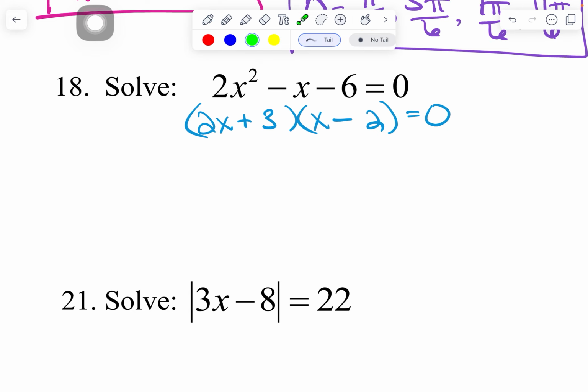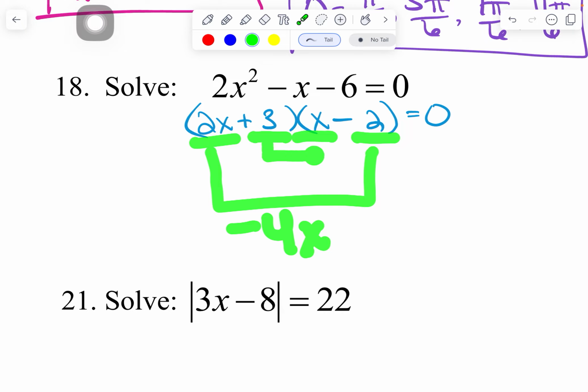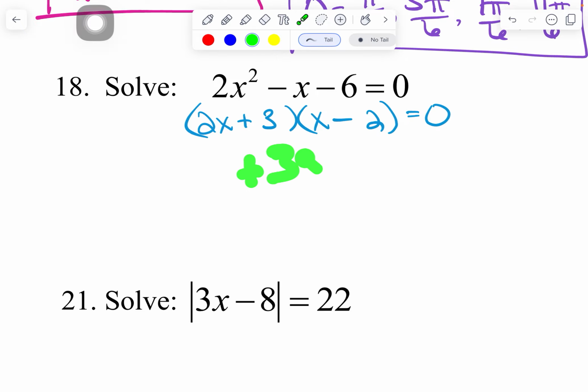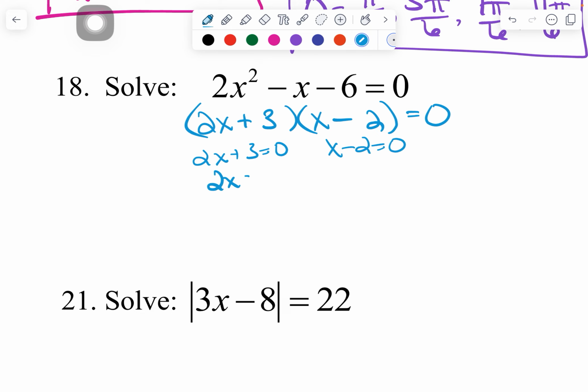A quick check on this: 2x times x is 2x squared. 2x times negative 2, these outside pieces, is negative 4x. 3 times x inside is positive 3x. That's horrible to read, but it's there. So positive 3x minus 4x gets the negative x. And 3 times negative 2 is my negative 6. All that work. Set each factor equal to 0. So 2x is equal to negative 3, which makes x equal to negative 3 halves. And yes, I prefer those fractions. And for this one, x is equal to positive 2.